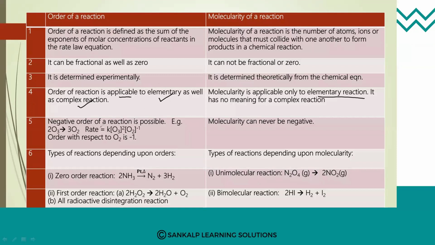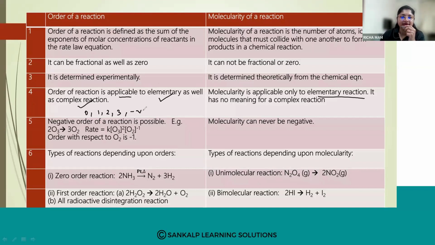Then we have also seen that a negative order of reaction is possible. Your order of reaction can be 0, it can be 1, 2, 3, it can be a negative number, it can be a fraction. But molecularity of reaction can be only 1, 2, and 3, whole numbers. It cannot be 0, it cannot be a fraction, and it cannot be a negative number.